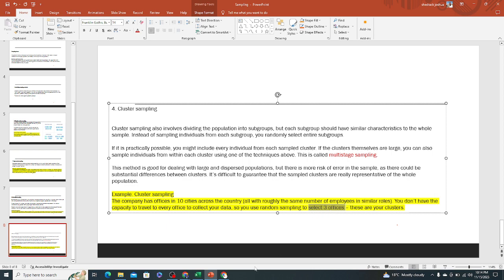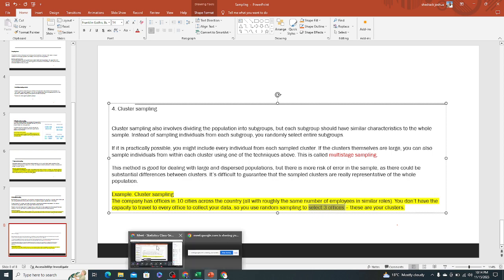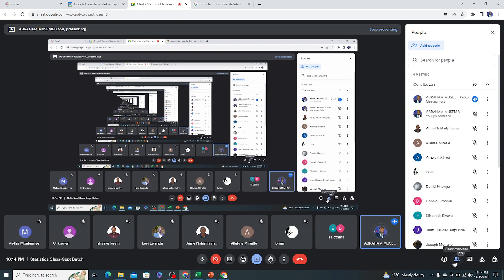That's all about cluster sampling, and that's all about the sampling methods. Are we together on this? That is on the last sampling method.